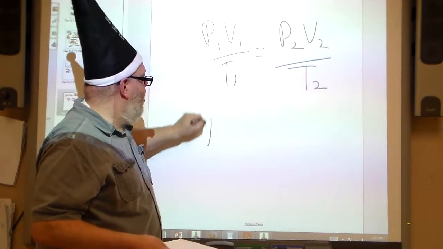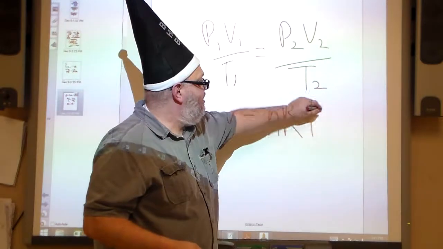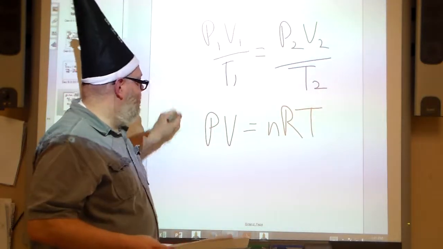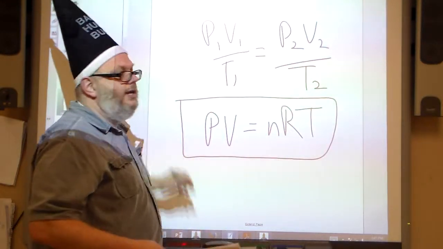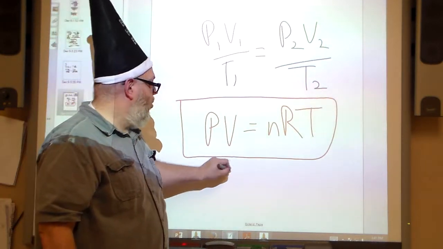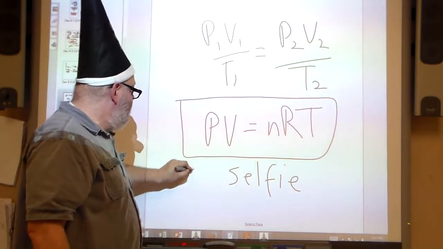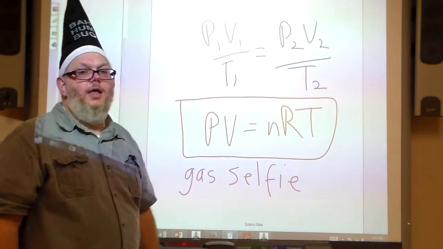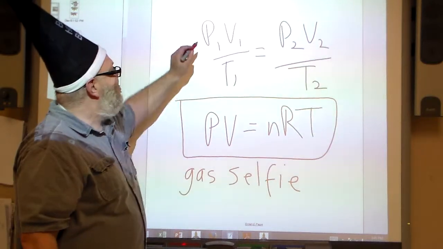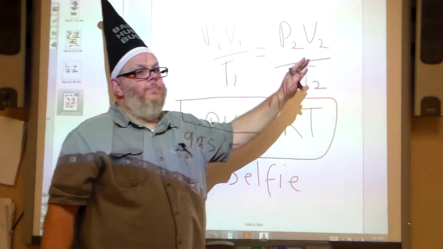Now, the ideal gas law is PV equals nRT. This here is taking a photo of the gas, or I like to call it the selfie. This is the gas selfie formula. That's exactly what this is. You have a before and you have an after.